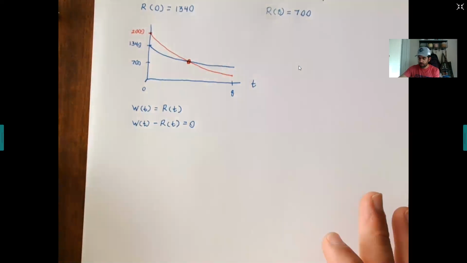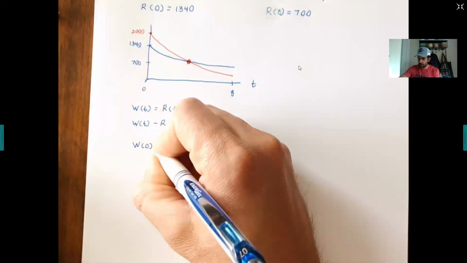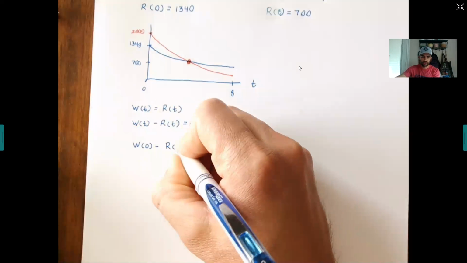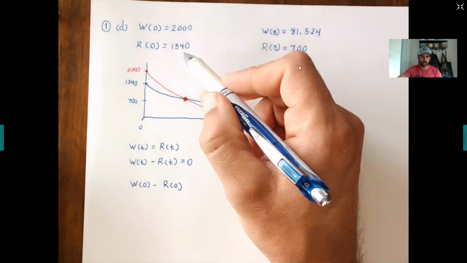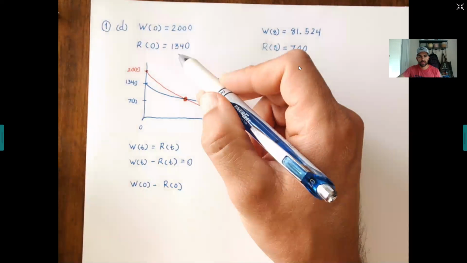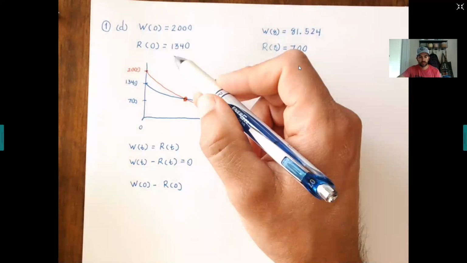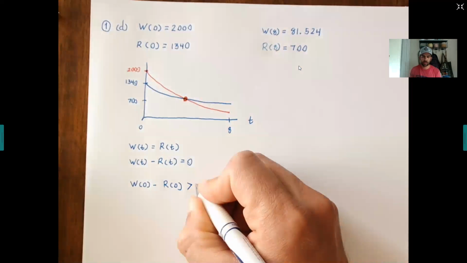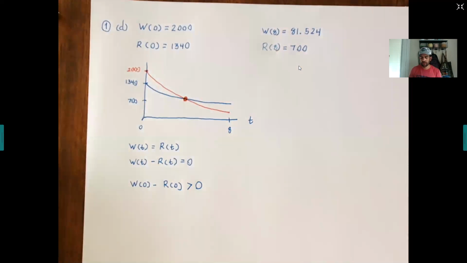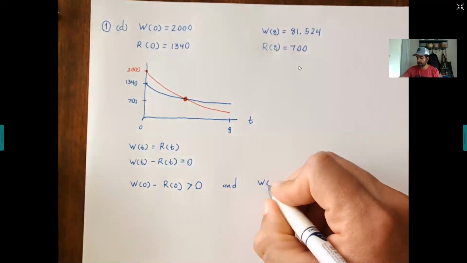So what we're going to say is that if we have w of 0 minus r of 0, remember, w of 0 is 2,000, so it's 2,000 minus 1,340. What is that, like 660, I think? But the point is that it's a positive value. That's why they write it like that on the key. It's a positive value.